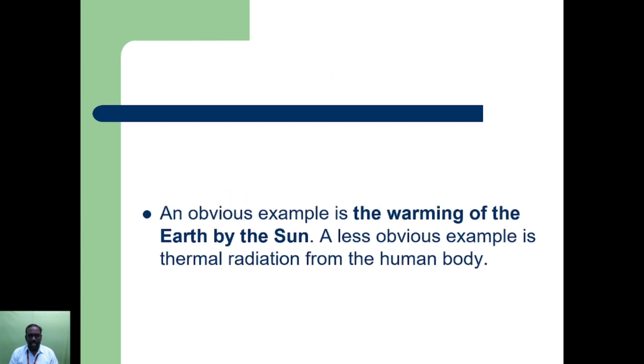An obvious example is the warming of the earth by the sun. Thermal radiation from the human body is another example, as is the normal circulation of air and the warming of the earth. It is hot in the morning and cool in the evening. Around 6 o'clock the sun starts shining, and due to the heat, the earth warms.